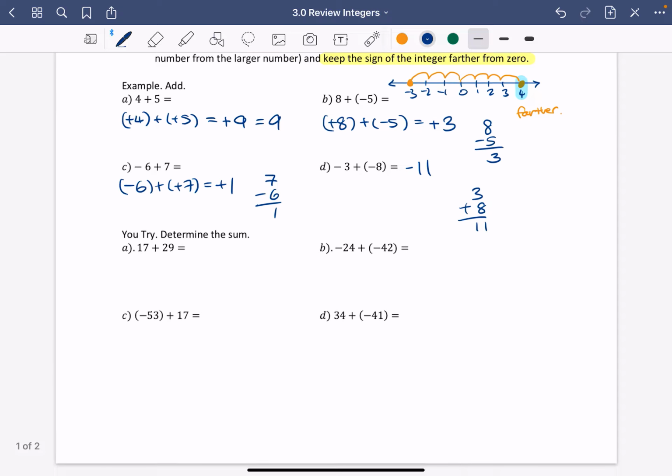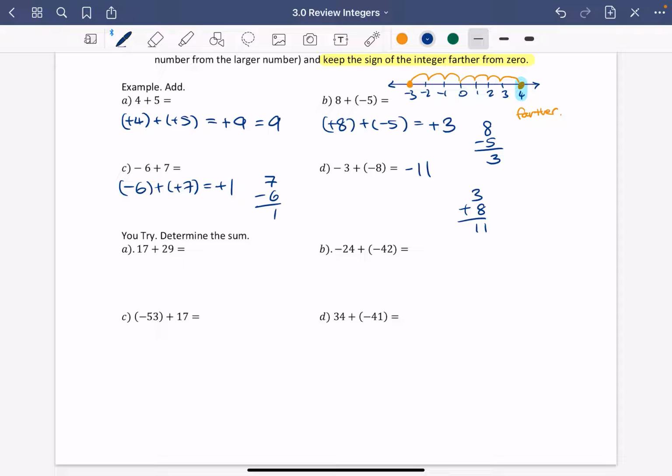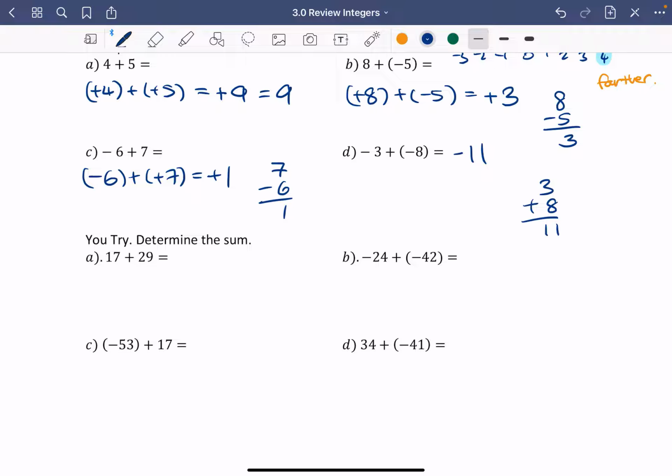Okay, now we have 4 you try questions. Please pause the video and try these 4 questions yourself, and then continue when you finish just to check the answers. Okay, now welcome back. Let's try these 4 questions together. So 17 plus 29, they're both positive. So you're going to add the two numbers. 7 plus 9 is 16. 1 plus 1 plus 2. So 46, and they're both positive, so positive 46. Next one, both negative, so we're going to add the numbers.